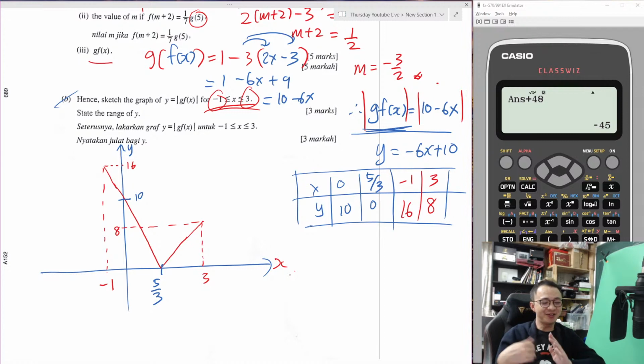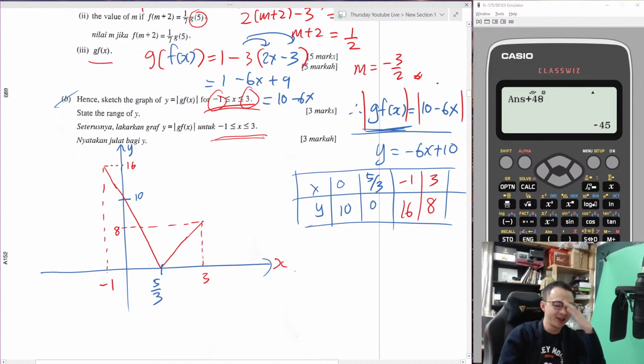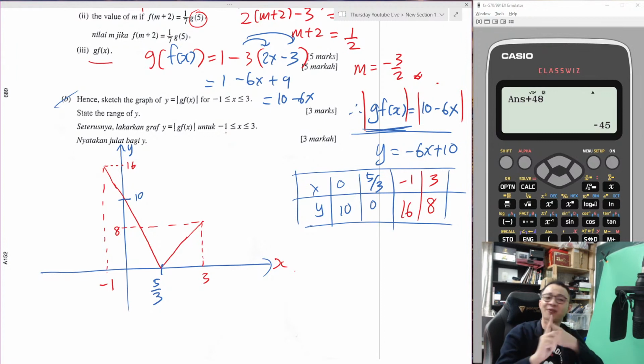This is the reason why, as an SPM student, a lot of students will just ignore the domain. They will just say, we don't need to bother about the domain. But when you go to a higher level, you will know the domain actually plays a super important role. Yeah, in SPM, I would say for sketching graphs the domain is very important, and in trigonometry the domain is very important, and in functions the domain is also very important.